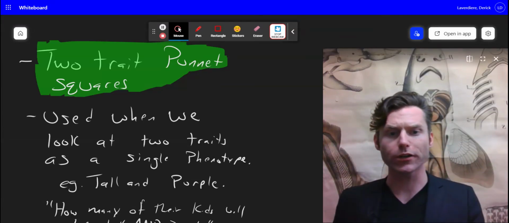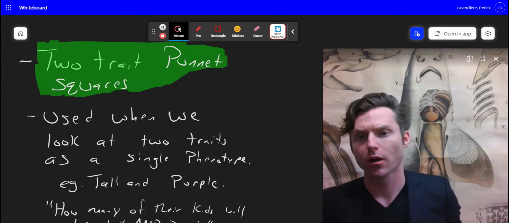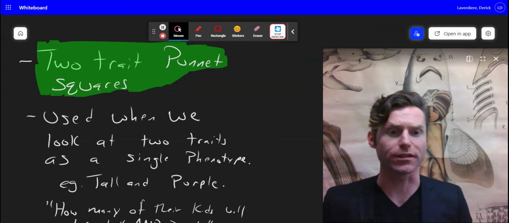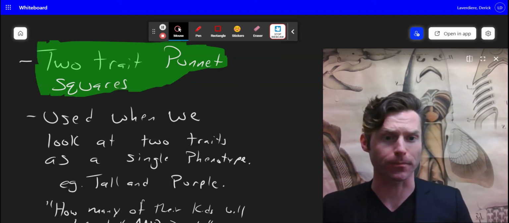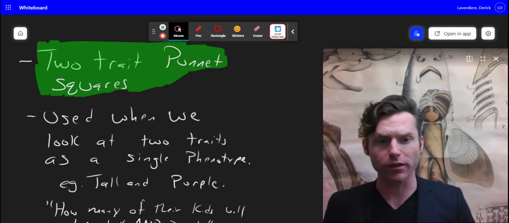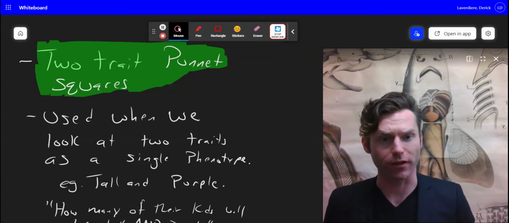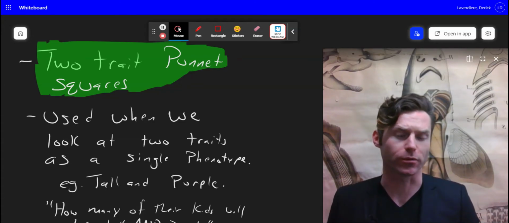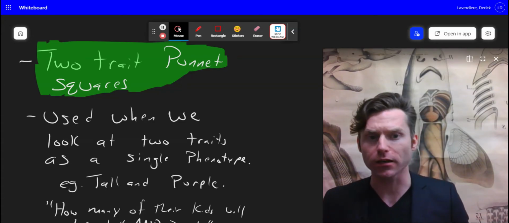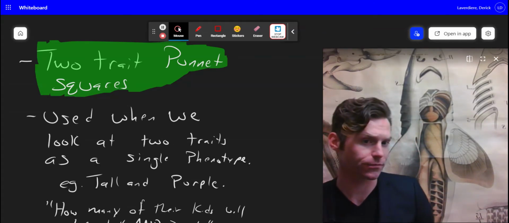Sometimes when we want to assess the offspring of organisms, we don't want to just look at a single trait. Sometimes we're looking at multiple traits in conjunction. And so when we are looking at more than one trait as a single phenotype, we need to use a bigger Punnett square.